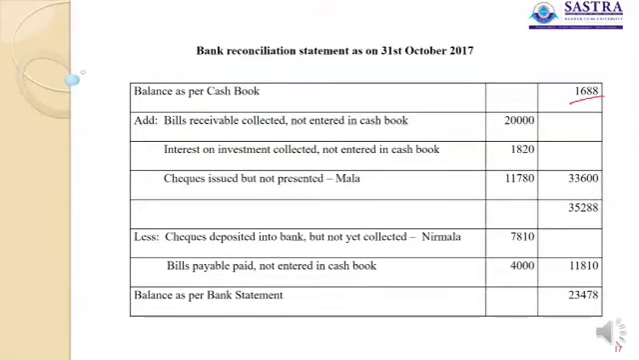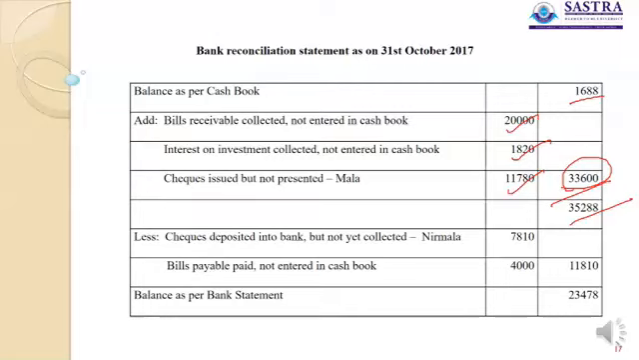So according to the passbook symbol, we have added the 20,000 rupees bills receivable collected not entered in cash book, and also interest on investments collected not entered in cash book, and checks issued but not presented. These are all the items added, and we have got the balance as 35,288 before the deductions made.